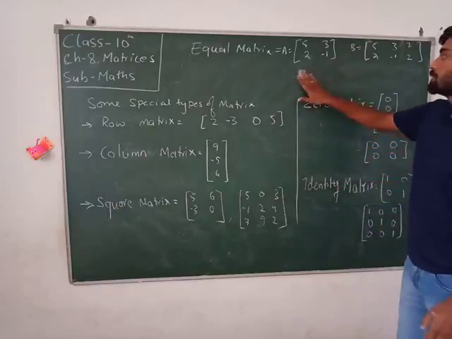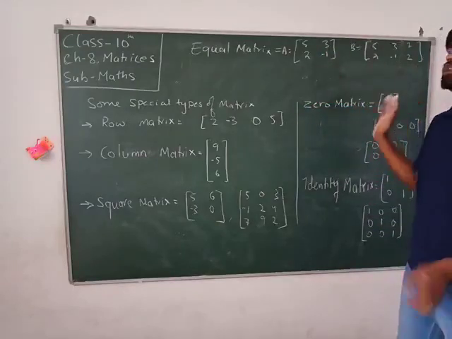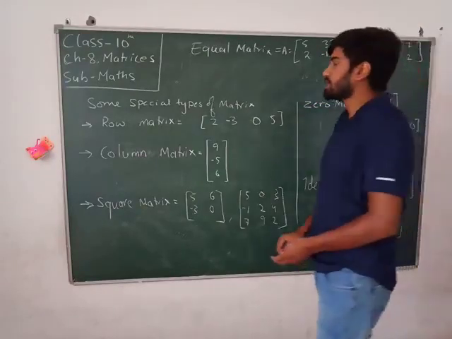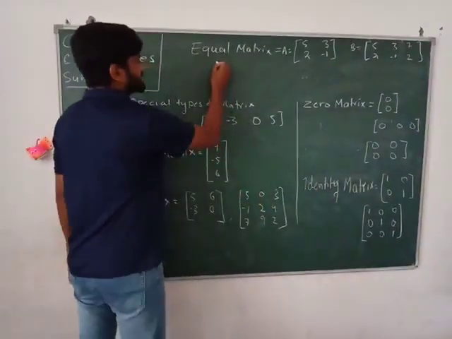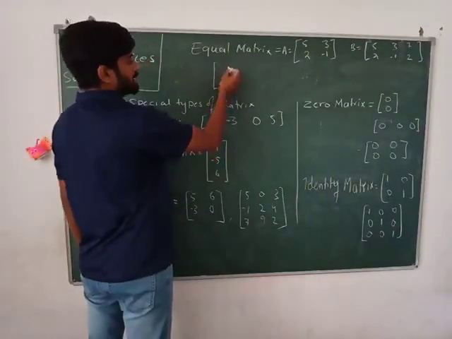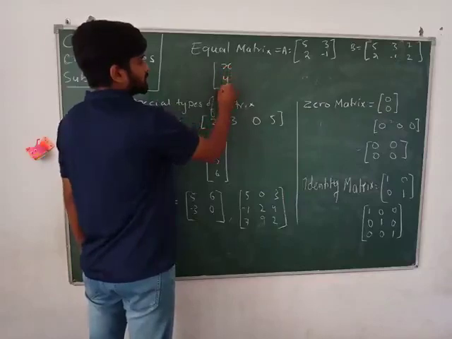So they both are not equal right now. For example, let's say I have given you a matrix, and the name of the matrix is something like this: X, and this is Y.